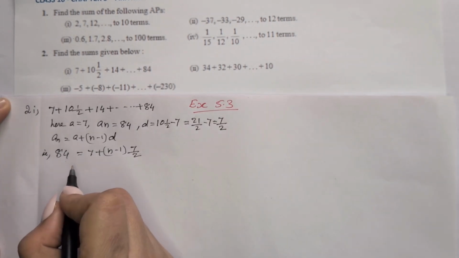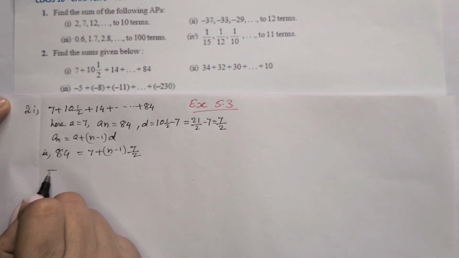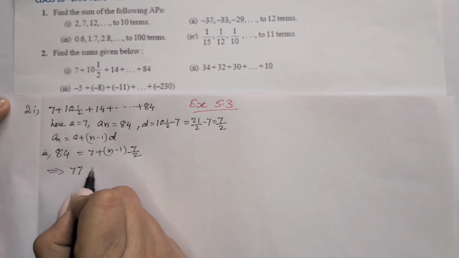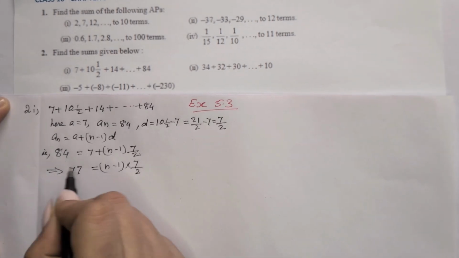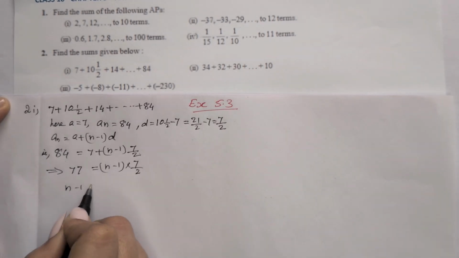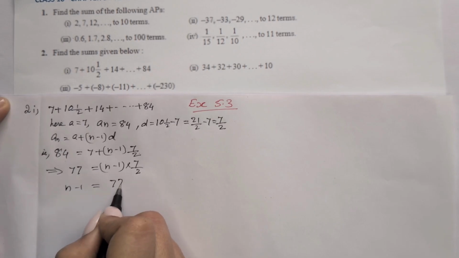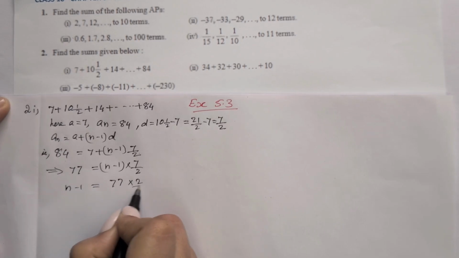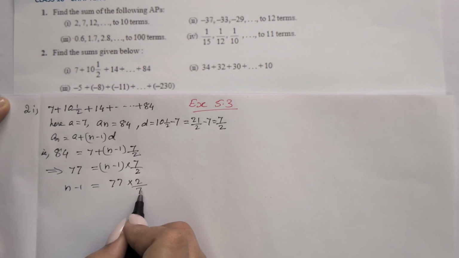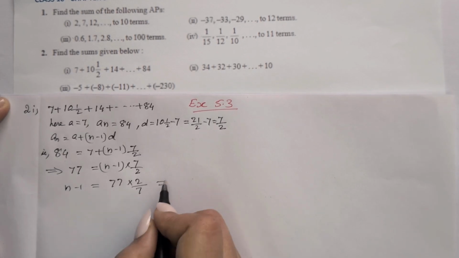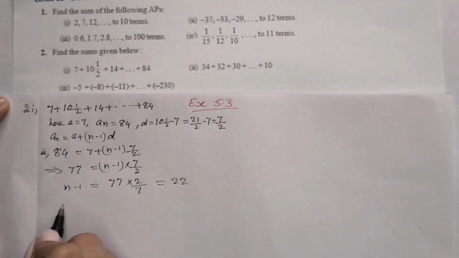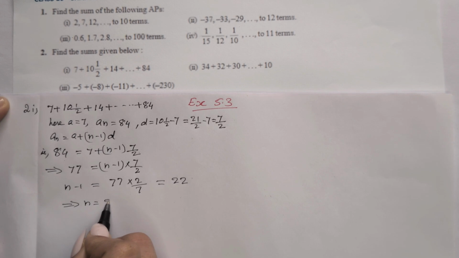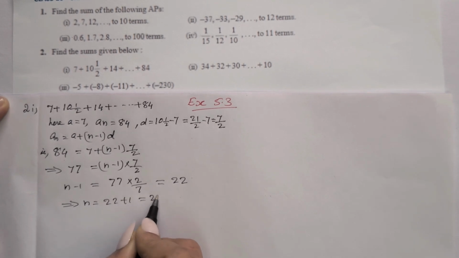Moving 7 to the other side, 84 minus 7, that is 77, is equal to n minus 1 into 7 by 2. Cross multiply. n minus 1 is equal to 77 into 2 by 7. Take the reciprocal and multiply the other side, which is equal to 7 and 7 we can cancel, divide by 7, then 11 into 2, 22. And n is equal to 22 plus 1, which is equal to 23.